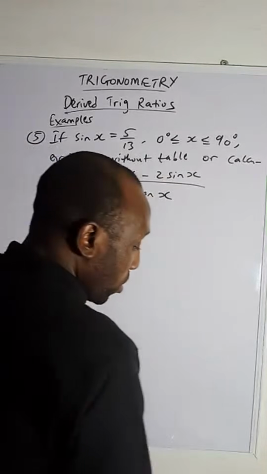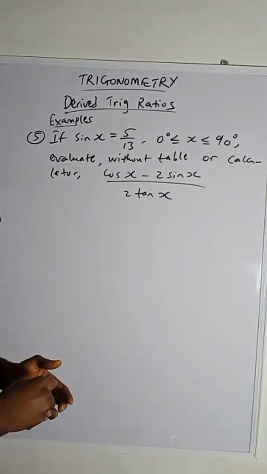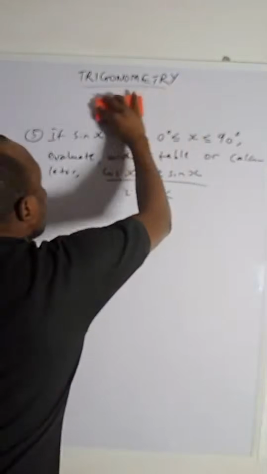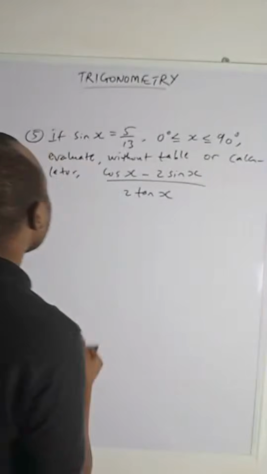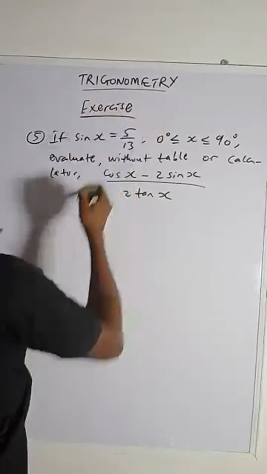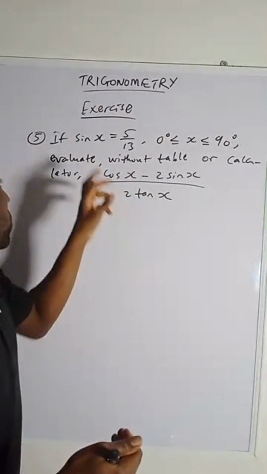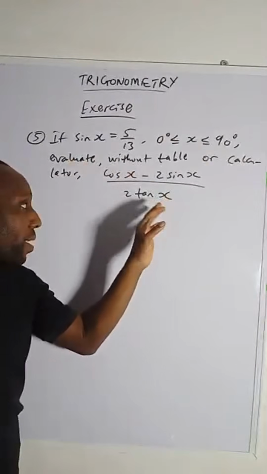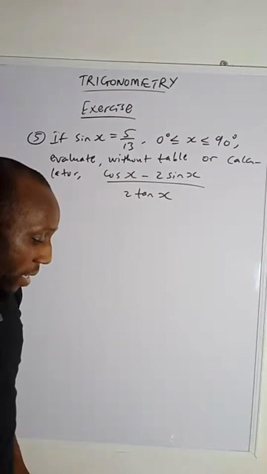So I'm going to be stopping with this example. All right, let's call this an exercise. I think all of you should try to give this a try. Hope you have your writing materials there. So sin x is equal to 5 over 13, and you're asked to find cos x minus 2 sin x all over 2 tan x.